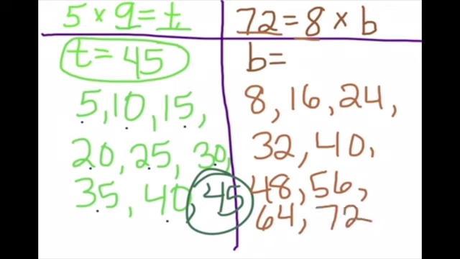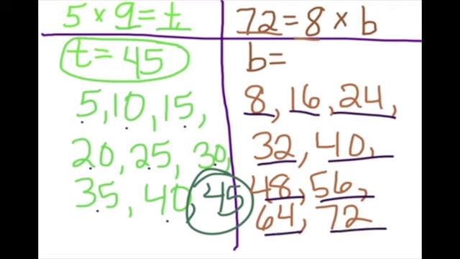So how many times did we count by 8? 1, 2, 3, 4, 5, 6, 7, 8, 9. Oh my, that was a lot of counting, wasn't it? So B equals 9. And if I filled that in, it would be 72 equals 8 times 9. So B is 9. So for these problems, you should have gotten T equals 45 and B equals 9.